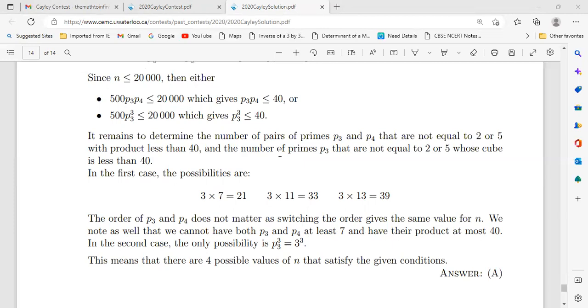This means that there are 4 possible values of n that satisfy the given condition. I don't get this part. One minute. Okay. How did you get 4 possible values?